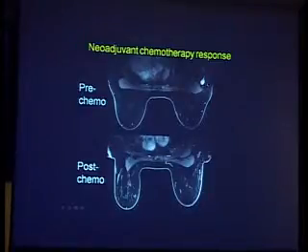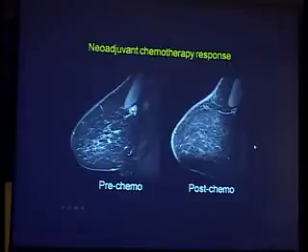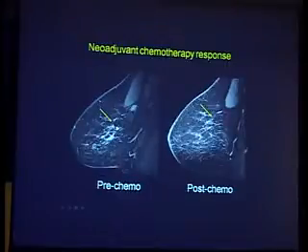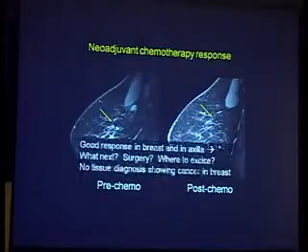Yes. The node is smaller, almost completely resolved, before chemo, after chemo. How about here? Before chemo, after chemo. Okay, she did respond well. And here is the clip from that biopsy attempt. Before chemo, after chemo. It's hard to see, but her segmental non-mass enhancement also responded well. So it's all good, okay? But good response in the breast and in the axilla.